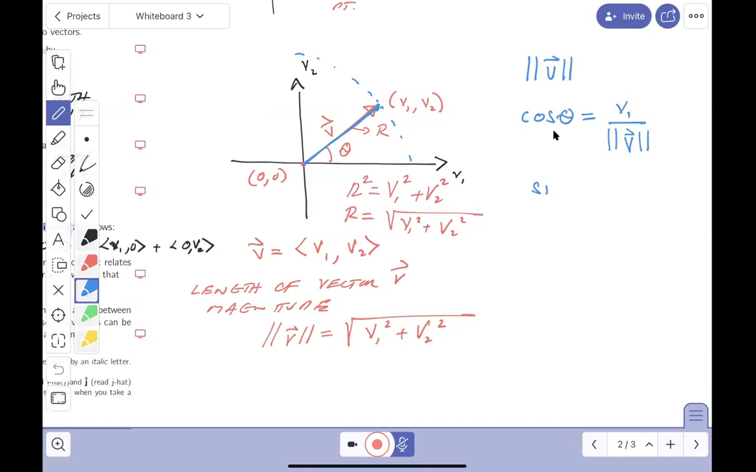And the sine of theta is going to be the ordinate, which is V2, over the radius, which is the length of the vector V. So now I know that V1 can be written as the length of the vector V times the cosine of theta. And V2 can be written as the length of the vector V times the sine of theta.